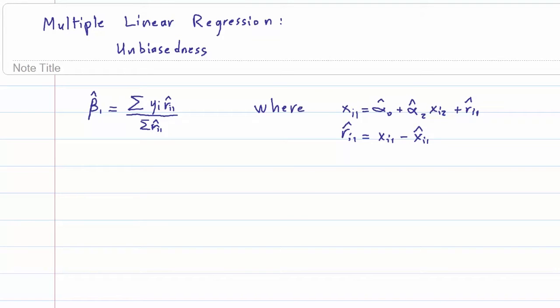In this video, we are going to cover the proof for the unbiasedness of the slope estimator in the multiple linear regression. I'm going to start from the definition of beta 1 that comes from the partialing out interpretation. Look at the previous video if you don't know where it comes from. Beta 1 hat equals the sum of the product between yi and ri1 hat over the sum of ri1 hat square.